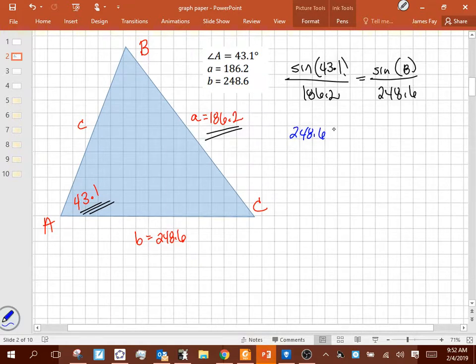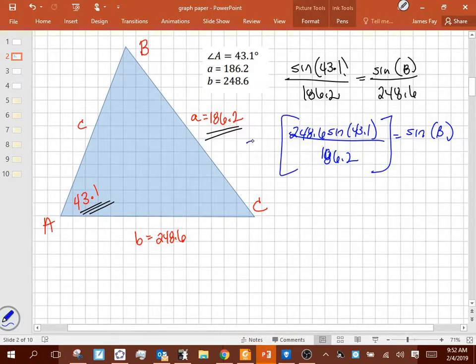So I'm going to get 248.6 sine of 43.1 over 186.2 equals sine of B, right? How do I get that B out? Sine inverse. And that will just give me just B.